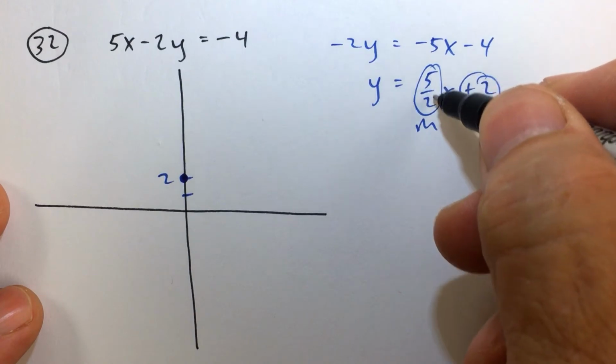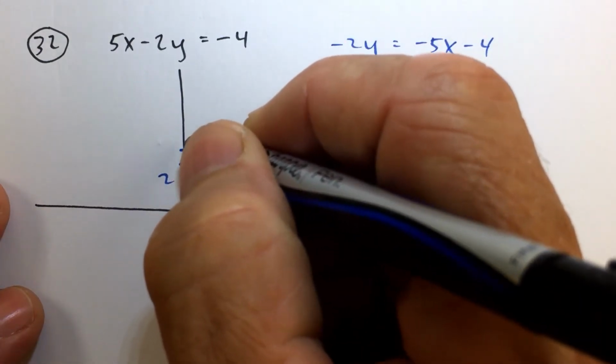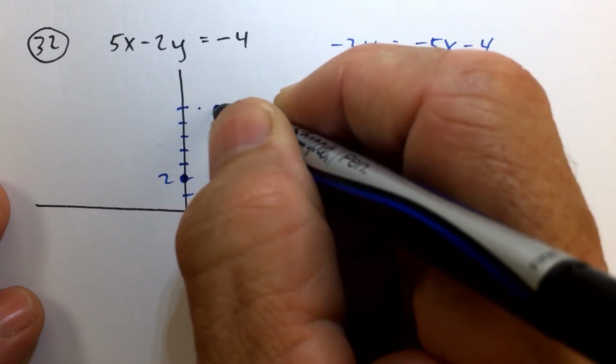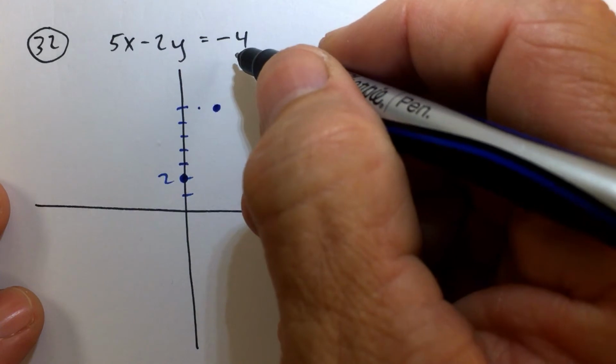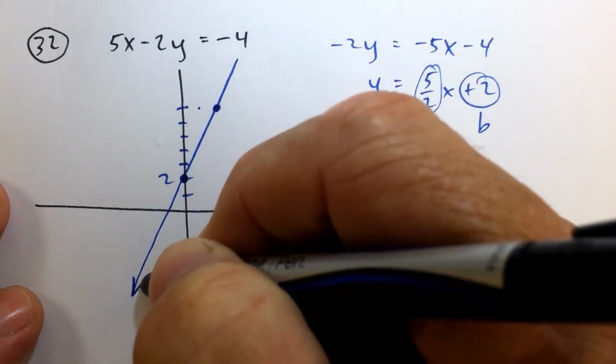So we know, since the slope is 5 halves, from any point we can go up 5, 1, 2, 3, 4, 5, and over 2, and we get another point on the line, and that's all you need. You only need 2 points to draw a line.